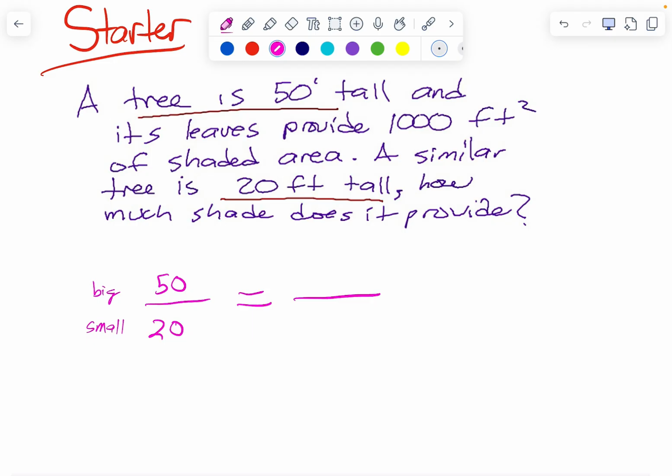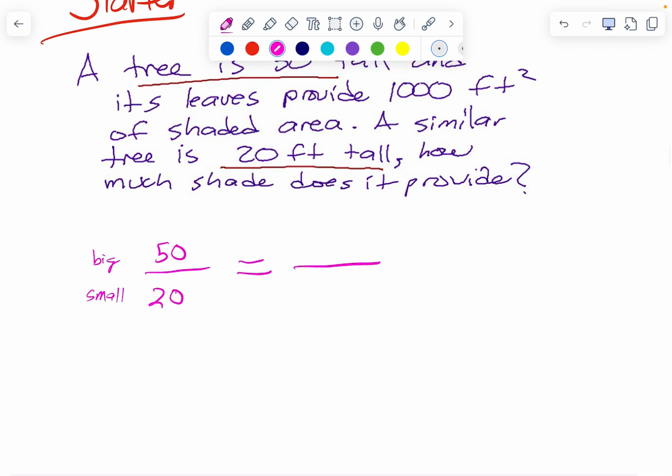Okay, what's the dimensions of this side? Is this 1D or 2D?